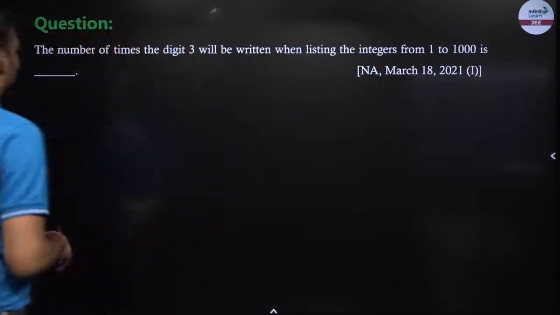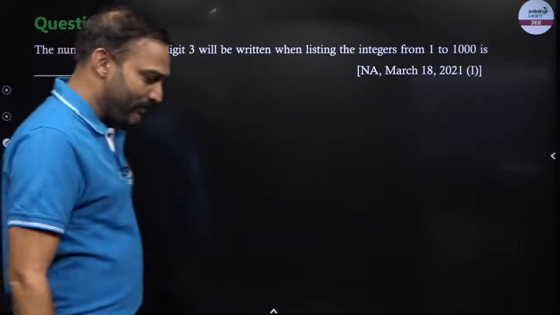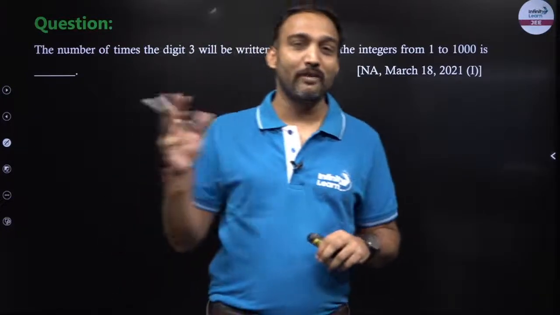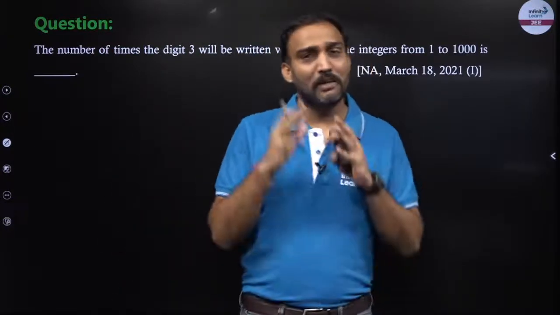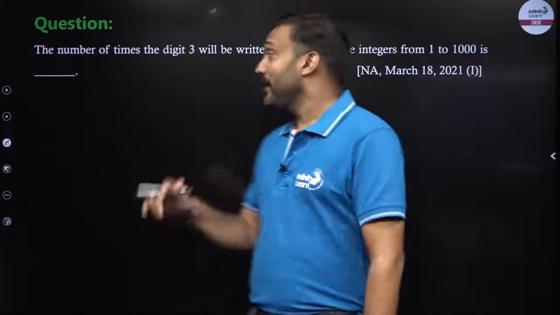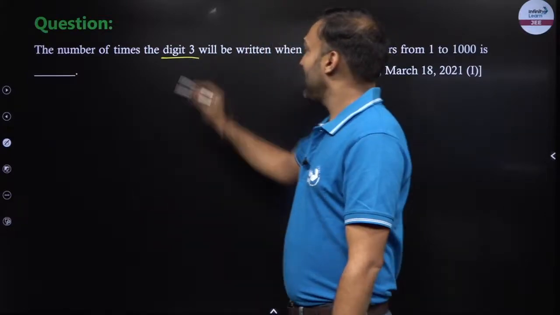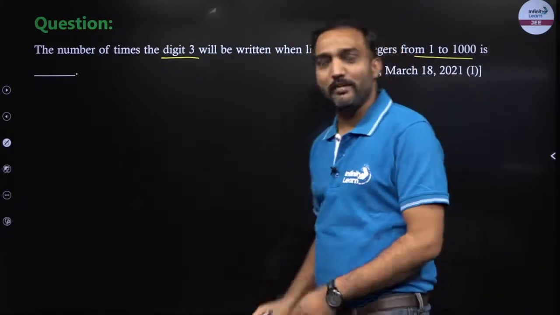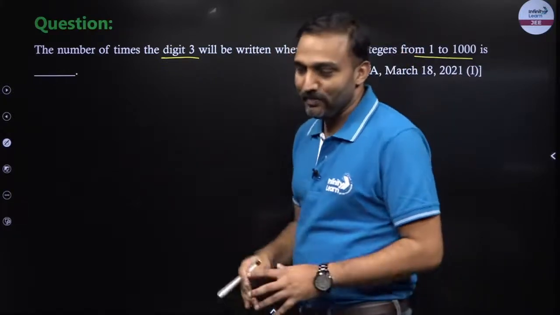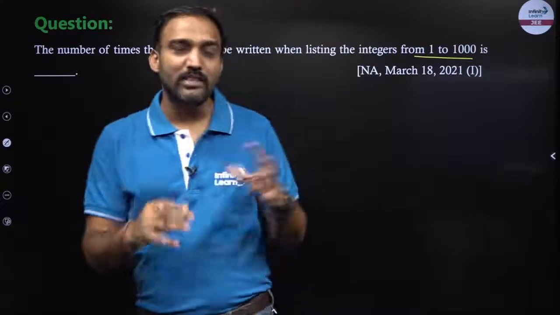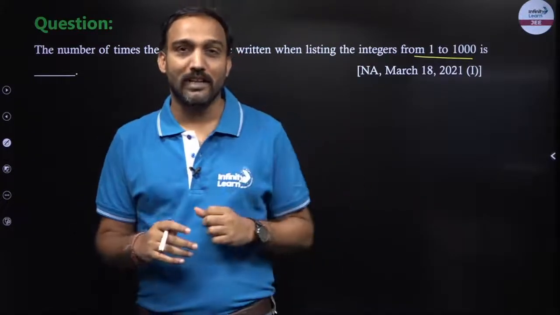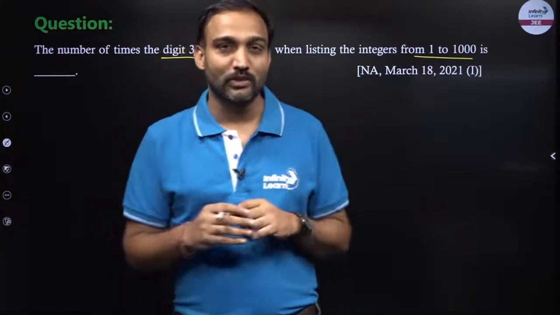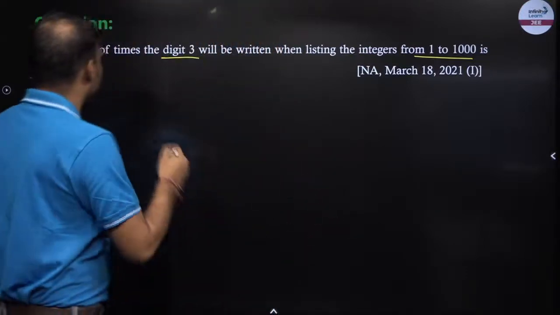Let us take the other example. This is one of my favorite examples. In each of my classes, I always discuss this particular example right at the beginning of the lecture. The question says, how many times will you write digit 3 when you write all the numbers from 1 to 1000, right? Now, there are different approaches in which you can comprehend this particular example, and that's the beauty of this particular question, right?